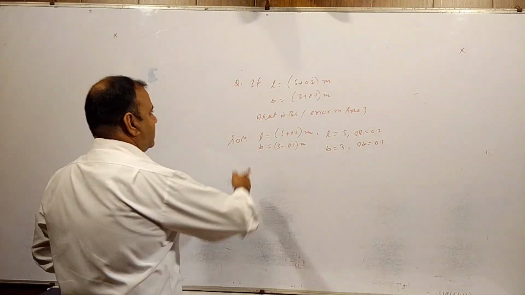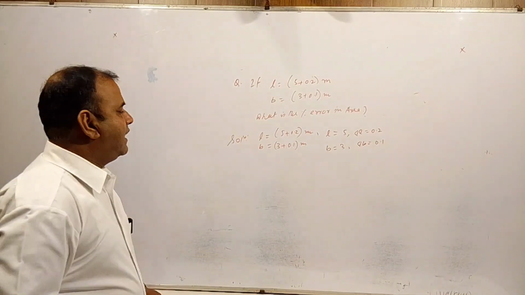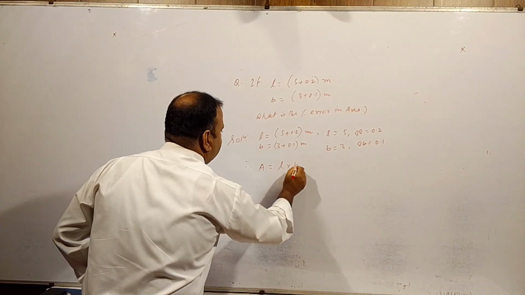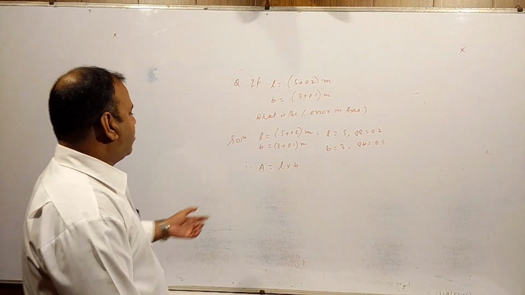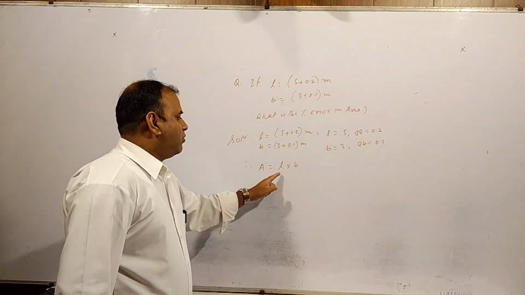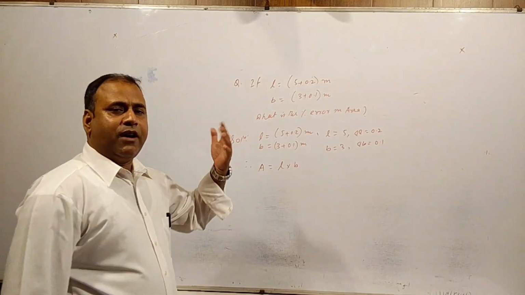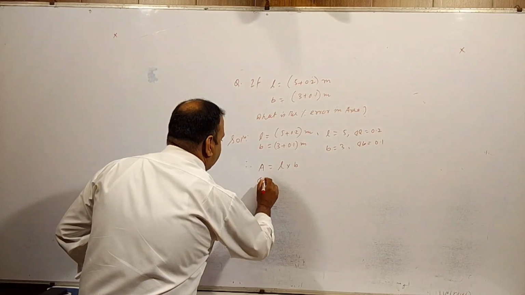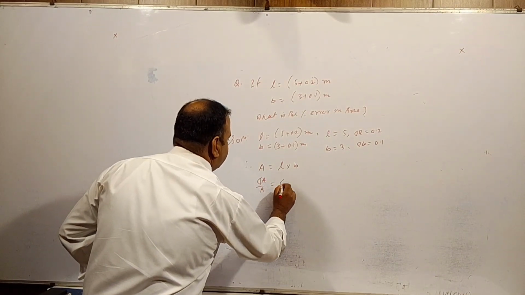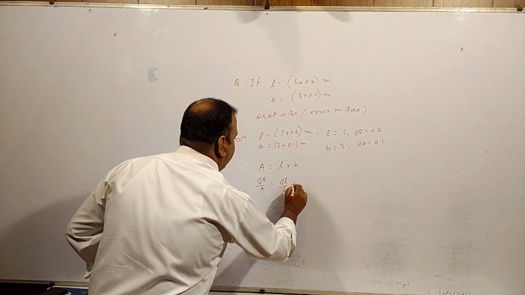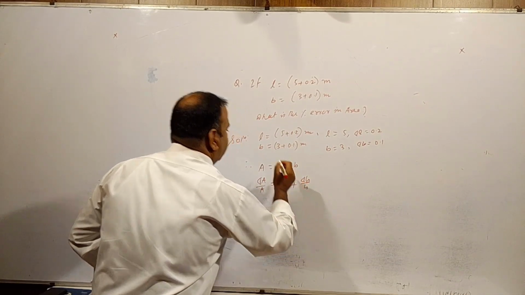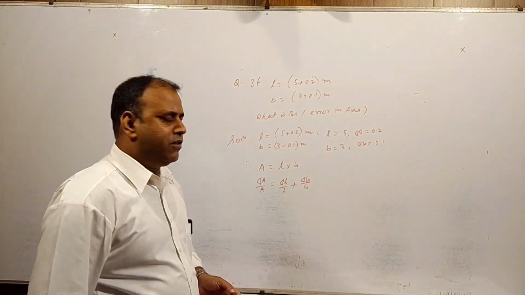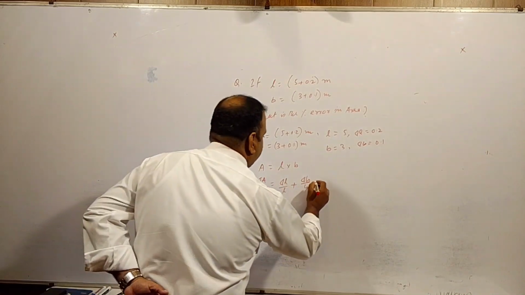Now we have to calculate the percentage error in area. Basically this is a rectangle, with length and breadth given. What is the area? Area is length into breadth, this is the formula. This formula you have to convert in terms of relative error. So delta A by A is equal to delta L by L plus delta B by B. I have written this according to the properties of error. Now just put the values.